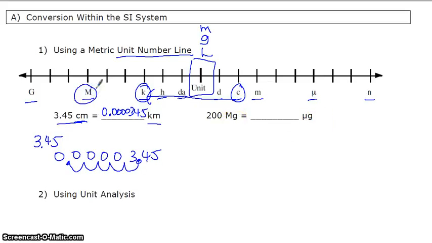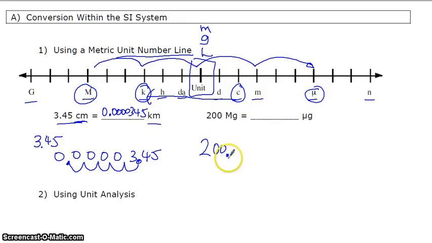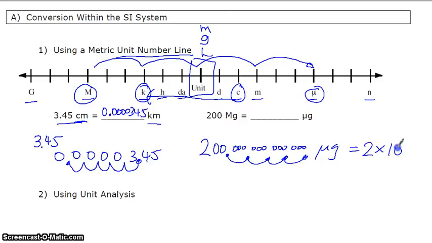So from here to here, you start from the left and move to the right. When you move to the right, your number gets bigger. All right. So how many do you move? 3, 6, 9, 12. So the answer is you just add 12 zeros to the decimal point. So that's the answer. In scientific notation, you can write 2 times 10 to the power of 14. There are 12 zeros here, adding those two, they'll total 14 zeros.